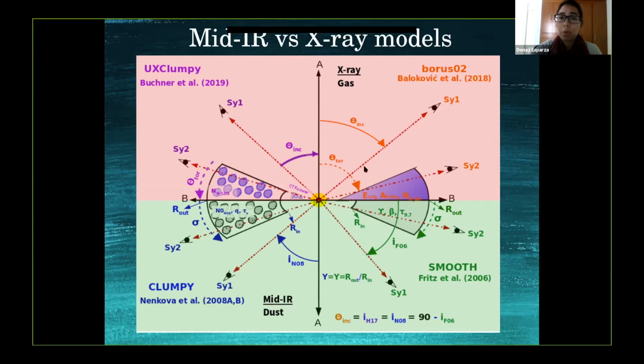The smooth models propose a torus where the gas and dust distributions, respectively, are uniform and are distributed around a supermassive black hole. Meanwhile, the clumpy models consider a formalism where the AGN is surrounded by a toroidal distribution of gas and dusty clouds. Through these models, we can obtain several parameters such as inclination and half opening angle, among others.